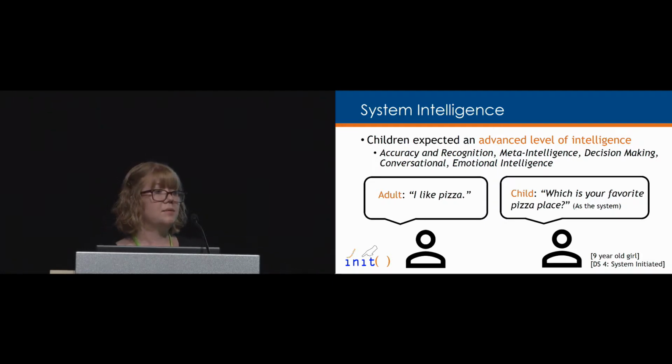Another interesting sub-theme that we saw was meta-intelligence. In the children's designs, the system should be aware when it's confused and doesn't understand the user. And they even said, I don't understand, or I didn't understand that, as the system.